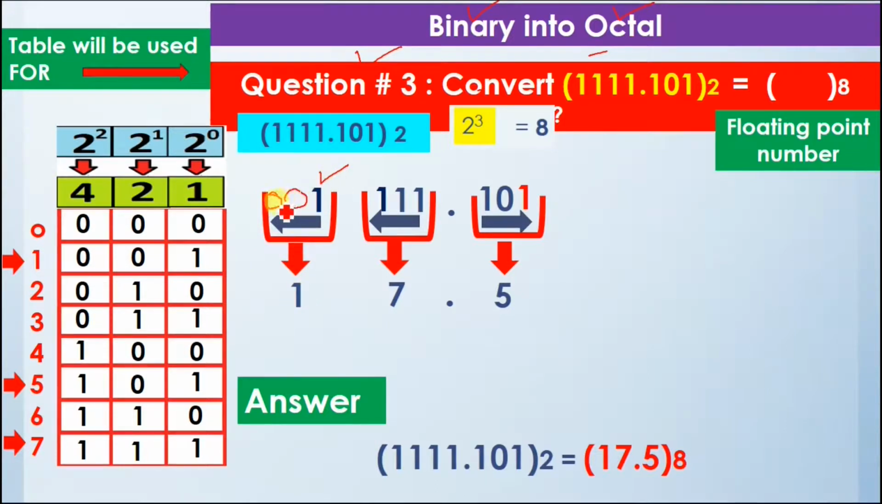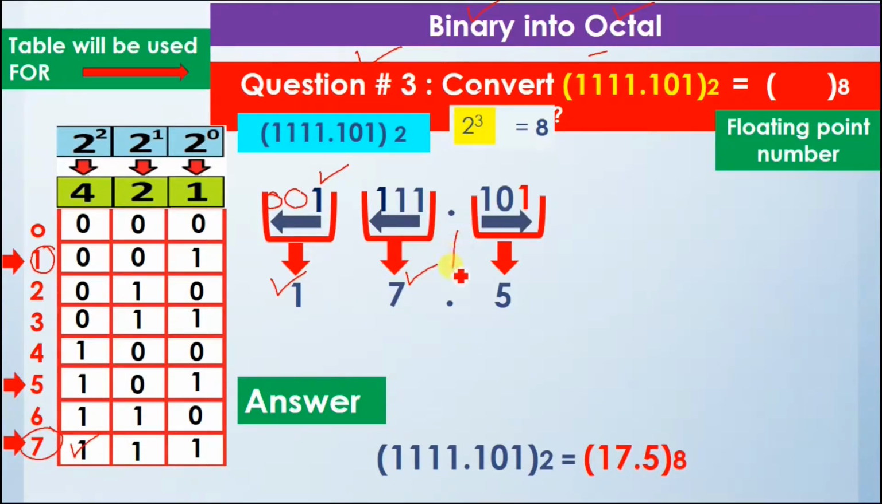So first of all, we have 001. So we will go to the table and find 001. So here is 001 and 001 is equal to 1. So we write 1 here. Next we have 111. So we can find 111 in the table here. And it is equal to 7. So we write 7 here.